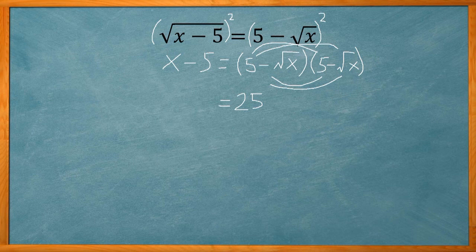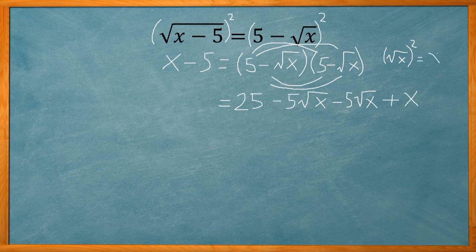Okay, so 5 times 5 is 25. 5 times the negative square root of x is negative 5 square root of x. And I'm going to do the same thing here, negative square root of x times 5. Another negative 5 square root of x. And when I multiply negative square root of x times negative square root of x, two negatives give you a positive. And square root of x times square root of x just gives you x. That's pretty much similar to squaring the square root of x. Squaring it just gets rid of the radical.